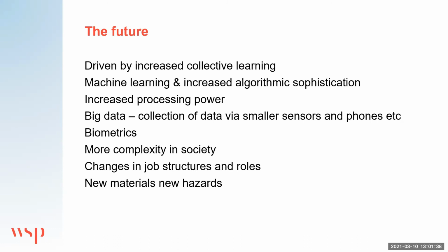We're going to have smaller sensors. We have phones. We've got citizen science. We're going to have possibly biometrics in the future. It's a more complex society. There's also most likely going to be changes in job structures and roles, and this will be important for occupational hygienists. Some jobs will go, machines will take over some of the more hazardous jobs. And there will be new material and use hazards as we see evolving at every point.